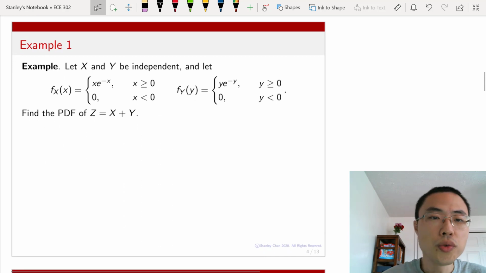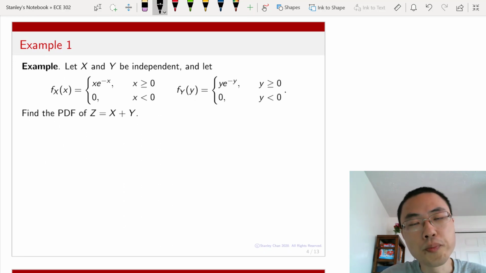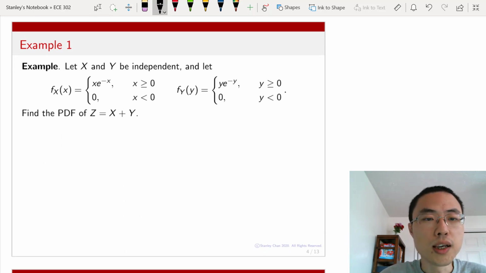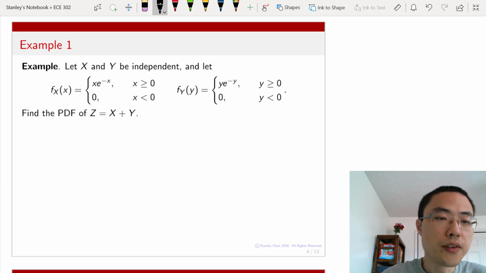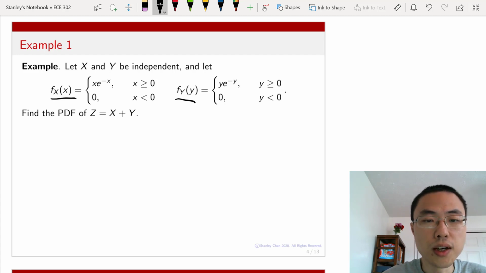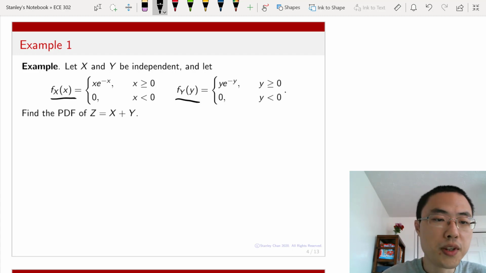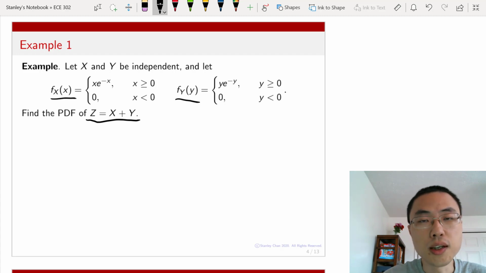Okay, so let us start with the first example. In this example, I have a pair of random variables, X and Y, and they're independent. The form of the PDF is given as follows. You have f_X and f_Y. I'm defining a new random variable Z, which is the sum of X and Y. I want to find the PDF of Z.